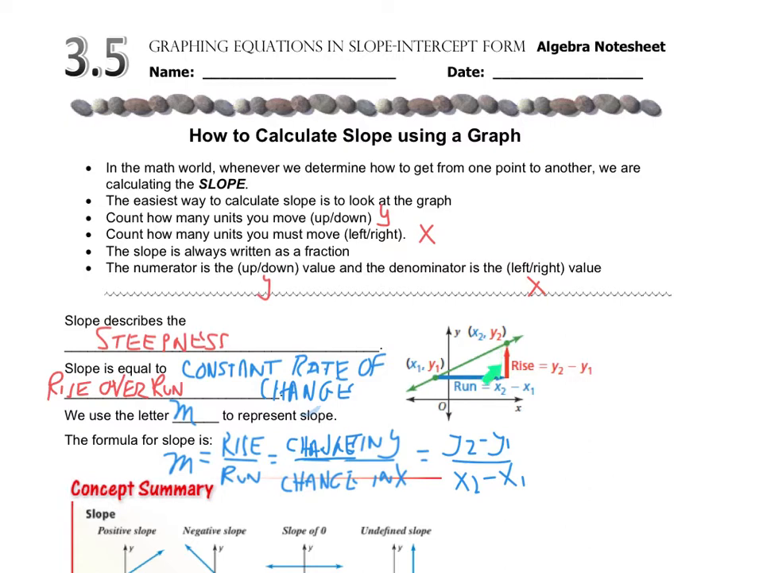Your rise will be taking care of the up or down, which means you're going to take the y values and subtract them. The tricky part is to make sure that you subtract them in the exact same order. So if I was to call this point the second point, which would be x2, y2, I need to make sure I take the y2 and subtract the y1 for my numerator. Then I go back and subtract the x2 and the x1 for my denominator. I have to make sure I follow this same order.